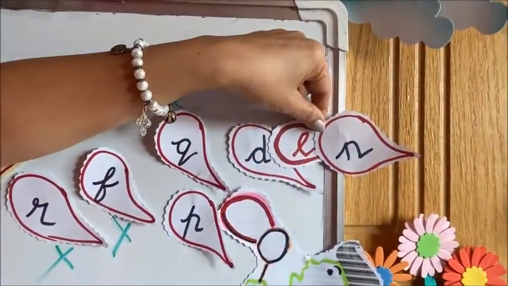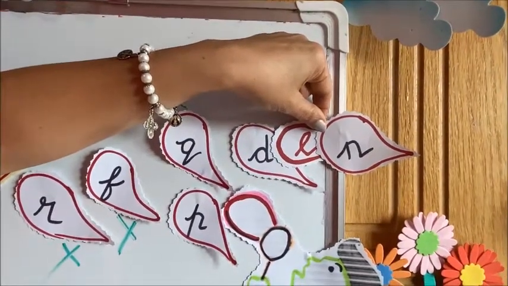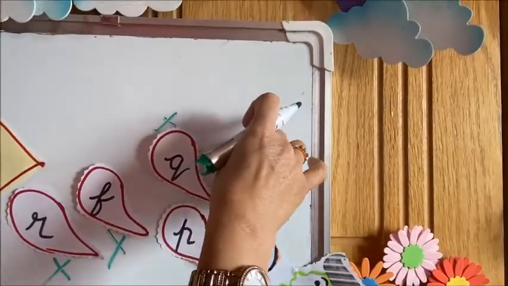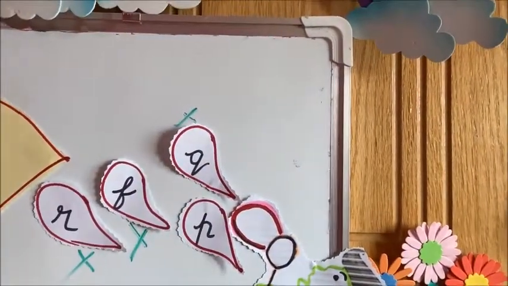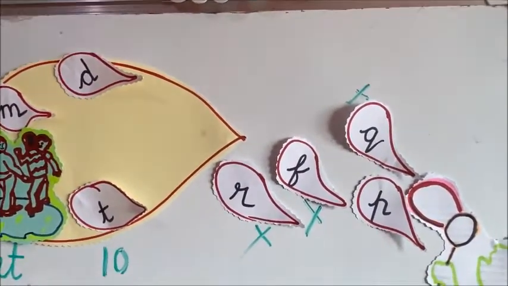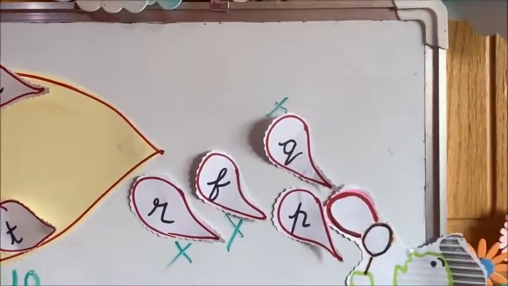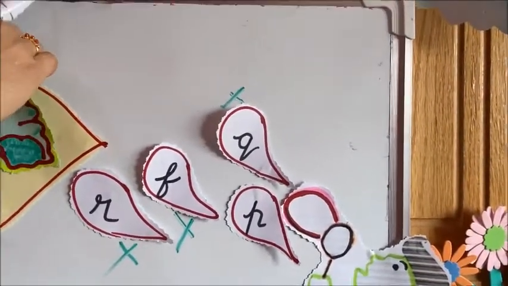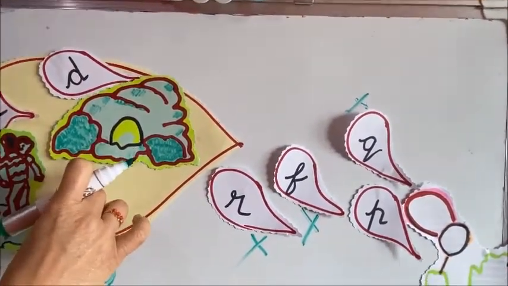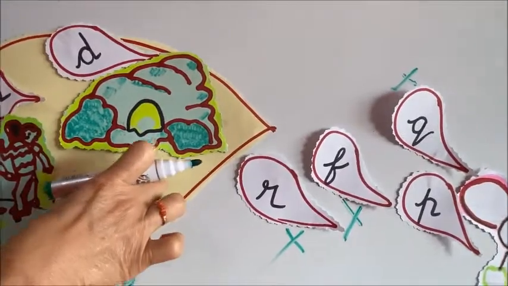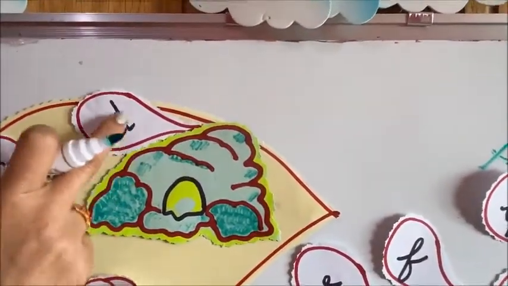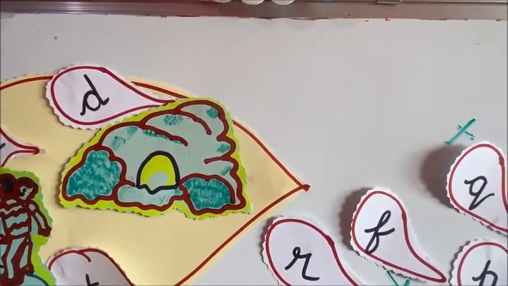D-E-N. What is D-E-N? Yes, it is den. Do you know the meaning of den? I'm going to put it here. Where does the lion live, children? Where does a lion live? It lives in a den, isn't it? So the lion lives in a den. So den is a sensible, meaningful word. So it is selecting this D because it is a good word.